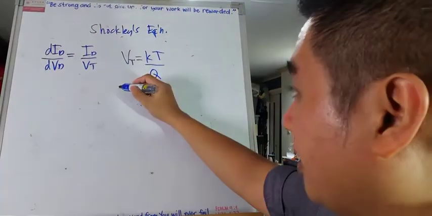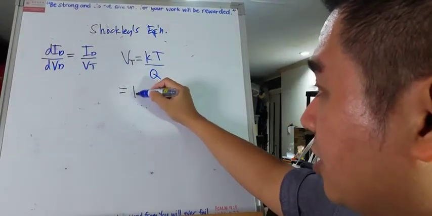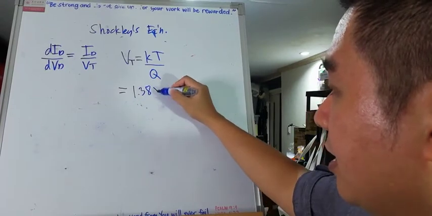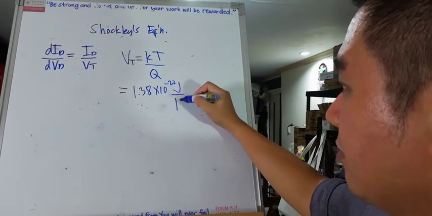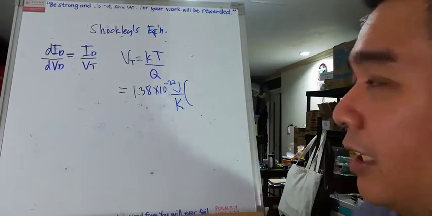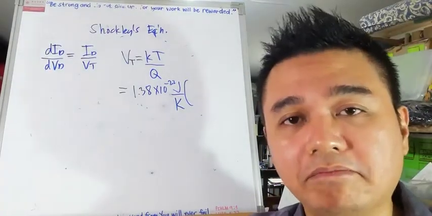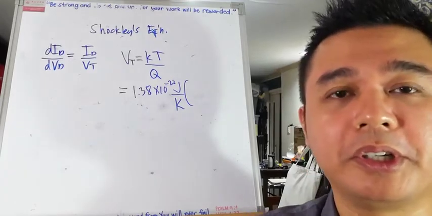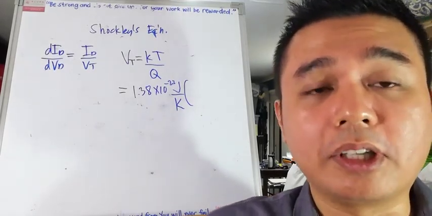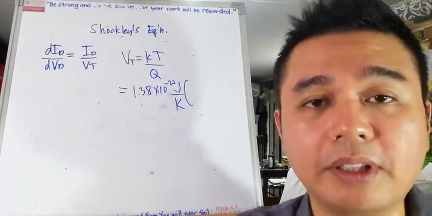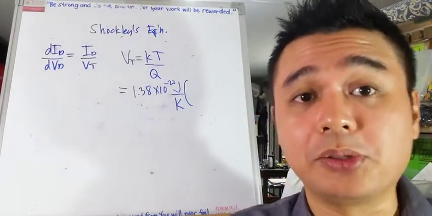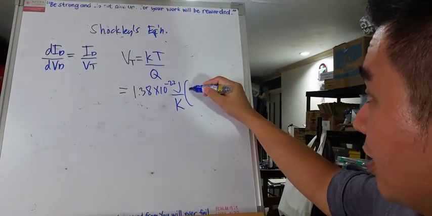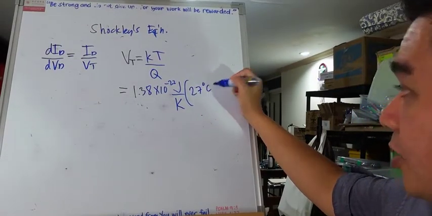So let us just write that down. Boltzmann's constant is 1.38 times 10 raised to negative 23 joules per Kelvin. Right? Ano kayang gagamitin nating temperature? Ang normal temperature ng mga electronic device or the common temperature of electronic devices in an enclosed system is 27 degrees Celsius. So we can write it here, 27 degrees Celsius.